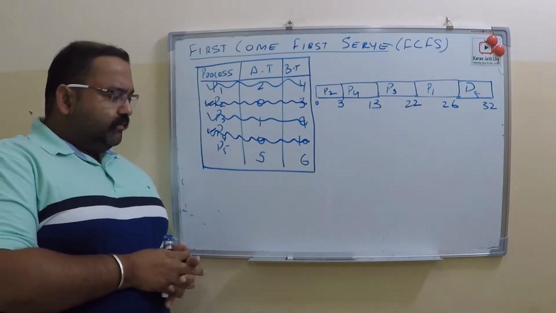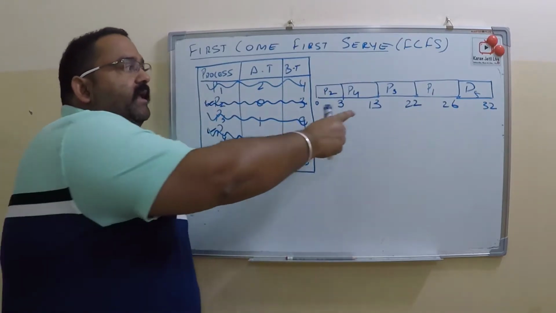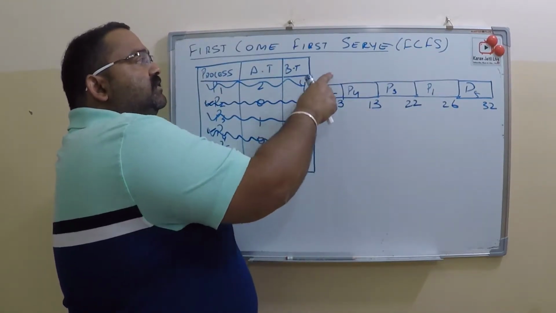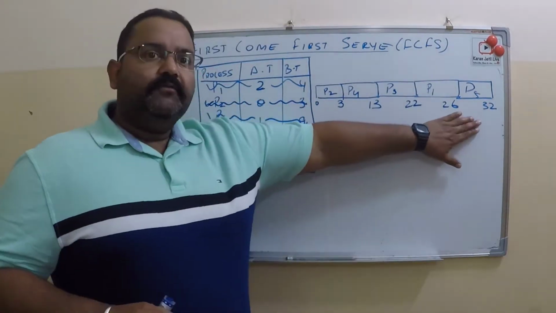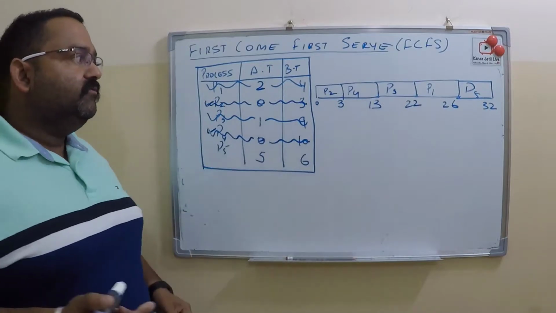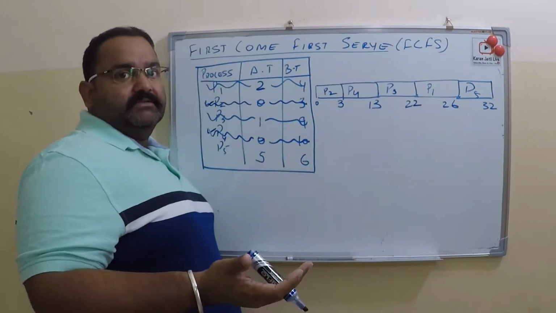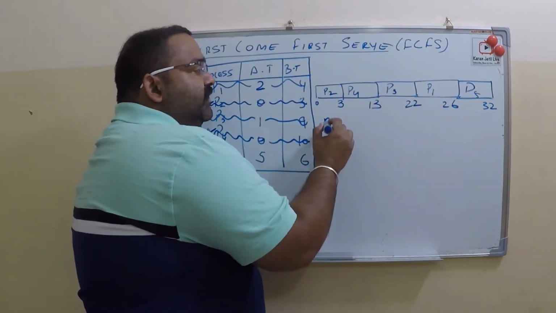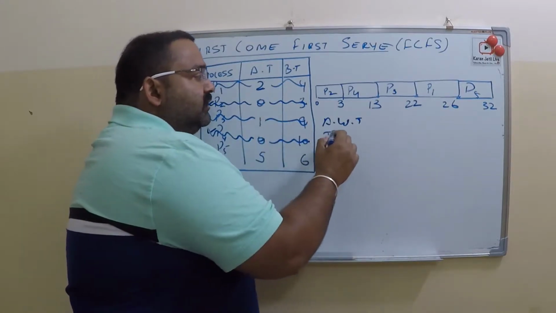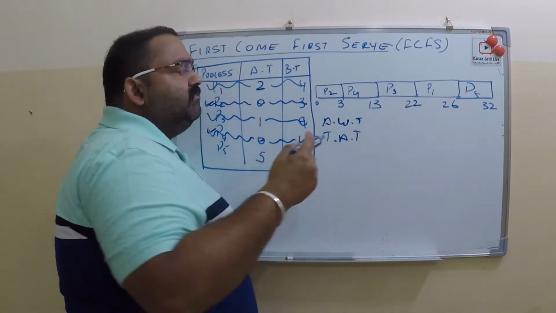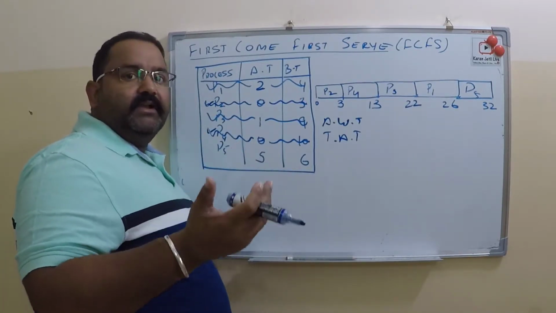So guys, what we have here is something called a Gantt chart for the first come first serve CPU schedule. Now after we finish our Gantt chart, from this Gantt chart we can calculate the other factors, for example, average waiting time, turnaround time, and so on. How do we calculate the average waiting time?